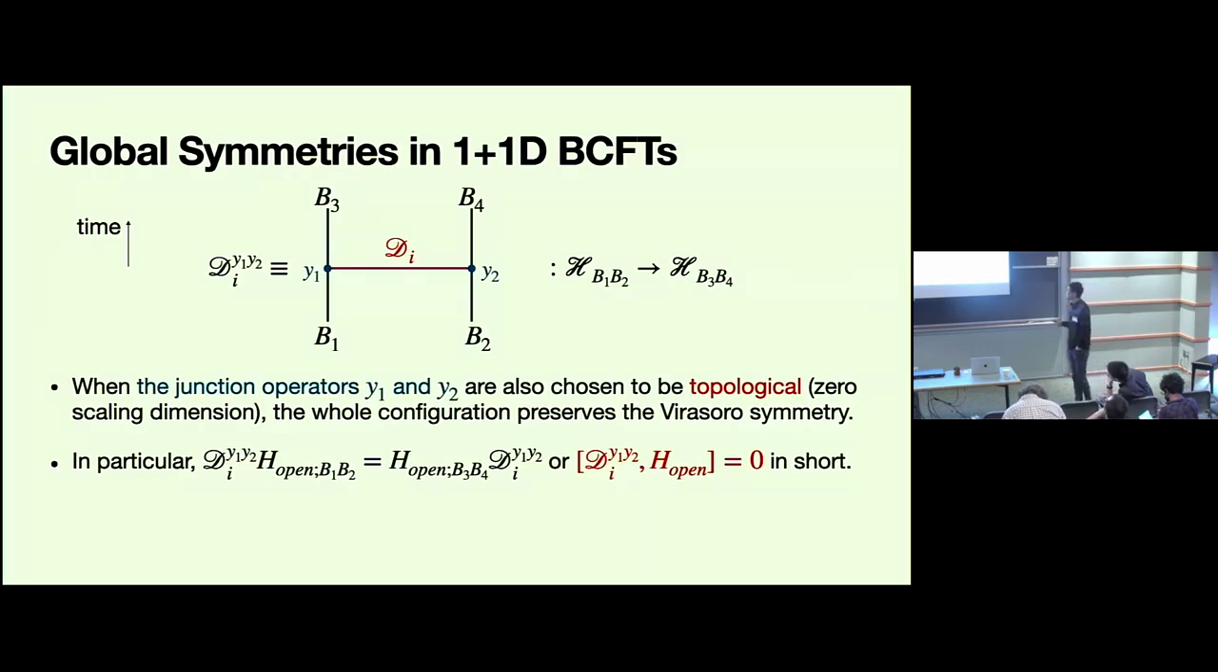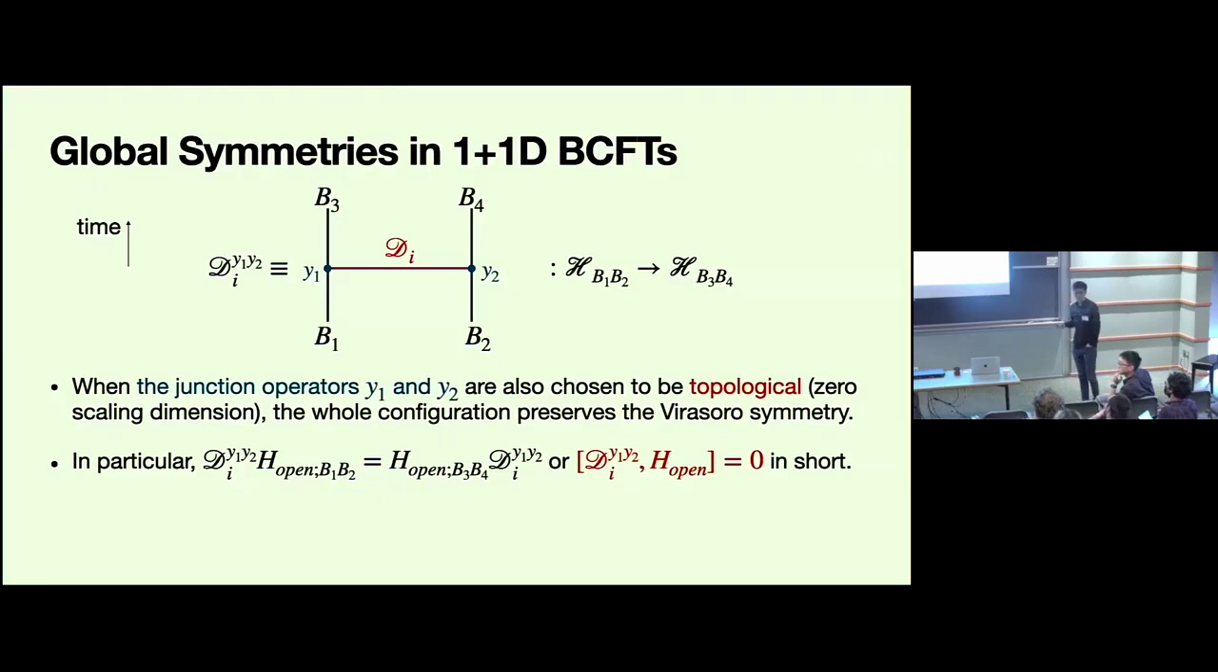In general, this choice of junctions y1 and y2 is not going to be unique, but to define a symmetry operator, we want these junctions y1, y2 to also be topological junctions. When you choose these junctions to be topological, this entire configuration defines an operator acting on this Hilbert space H_{B1,B2}, which I denote as D_i^{y1,y2}. And this operator is going to commute with the Virasoro symmetry.